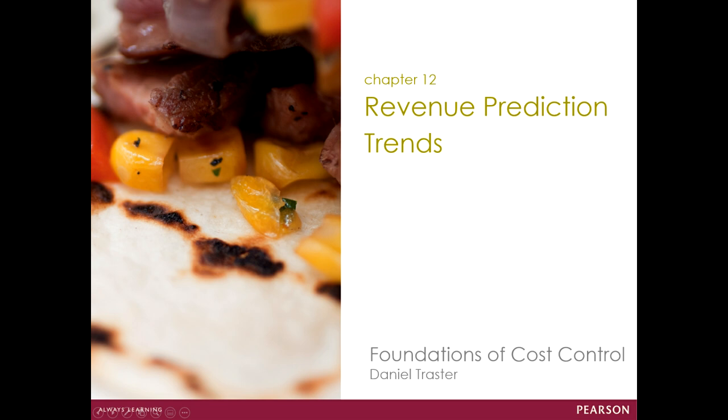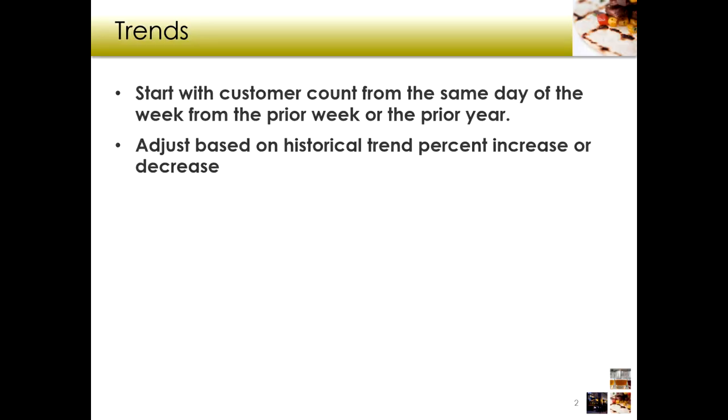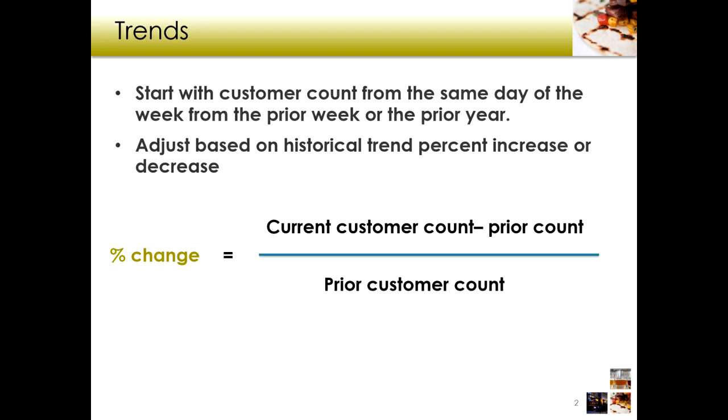So we can calculate a percentage of our current numbers and see where we would be in the future if we continued on that trend, right? So we start with the customer count from the same day of the week, from the prior week or the prior year, and we adjust based on historical trend percentage increase or decreases. So we have a little mathematical formula we use here. We're going to take our current customer count minus our prior count and then divide by our prior count. So that'll give us a percentage increase or decrease depending on what the numbers are doing.